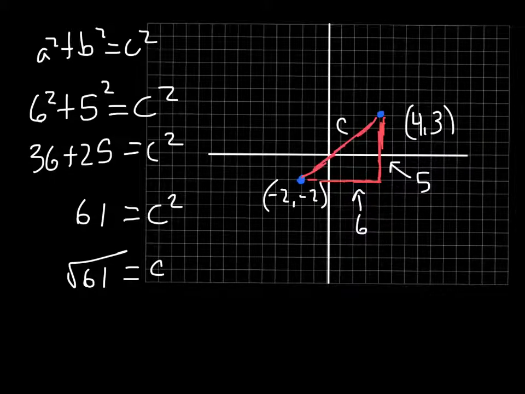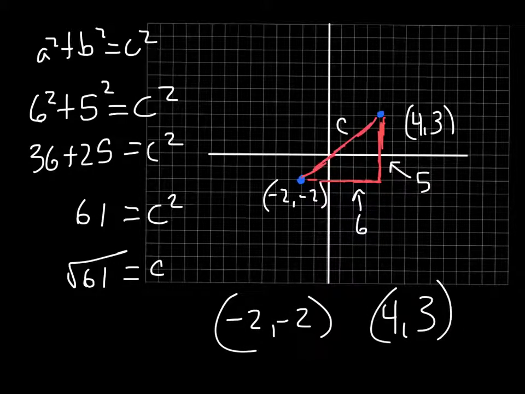But there's a handy formula, because you may not always want to have to graph and count. So if you were given the point -2, -2, and the point 4, 3, and you're asked to find the distance between them, you could always just graph them, look at the leg lengths and use the Pythagorean theorem. That would always work, and there's nothing wrong with that.